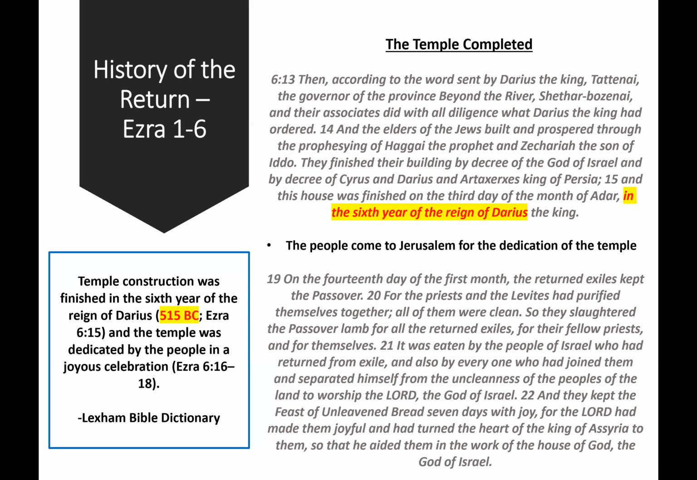On the 4th day of the 1st month, the returned exiles kept the Passover, for the priests and the Levites had purified themselves together. All of them were clean. So they slaughtered the Passover lamb for all the returned exiles, for their fellow priests, and for themselves. It was eaten by the people of Israel who had returned from exile, and also everyone who had joined them and separated themselves from the uncleanness of the peoples of the land to worship the Lord, the God of Israel.